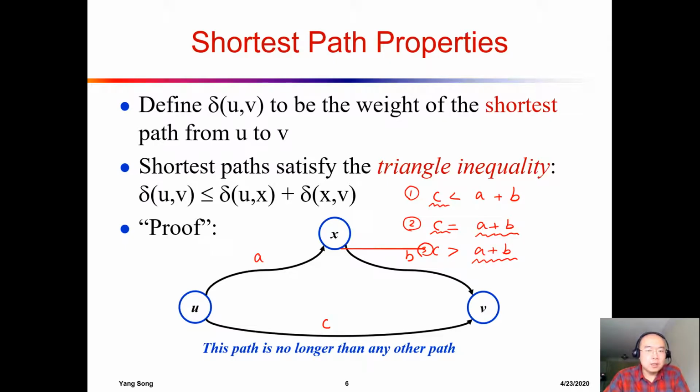Okay, so is this going to be greater than? It is impossible, because if it is greater than, then we are going to take this other path. If this is greater than, then this is no longer the shortest path between U and V.